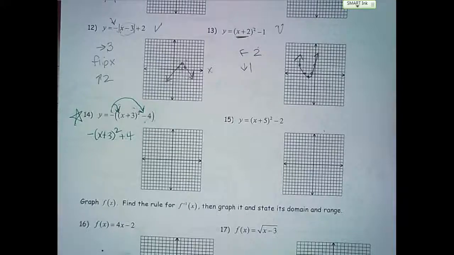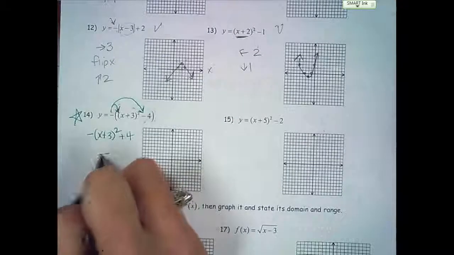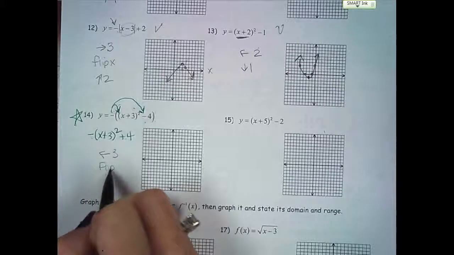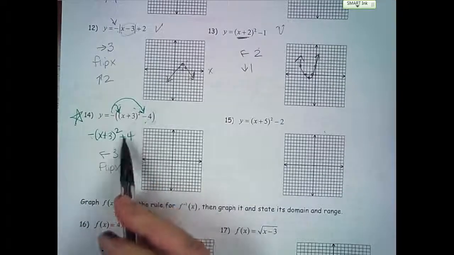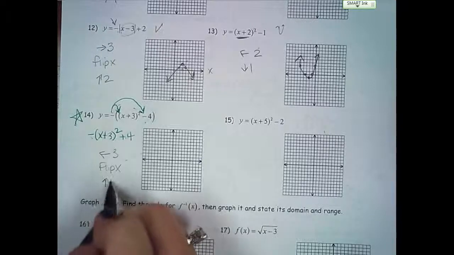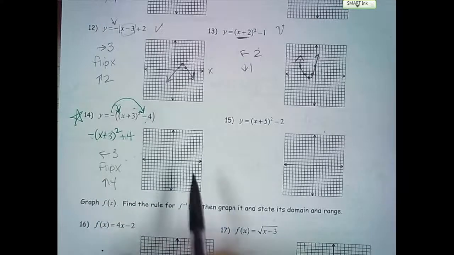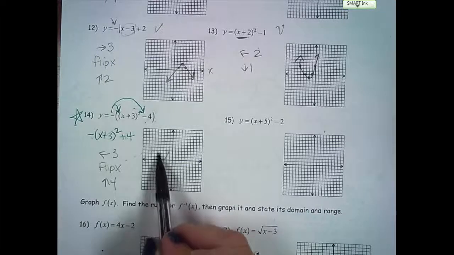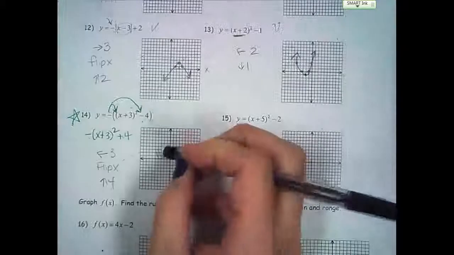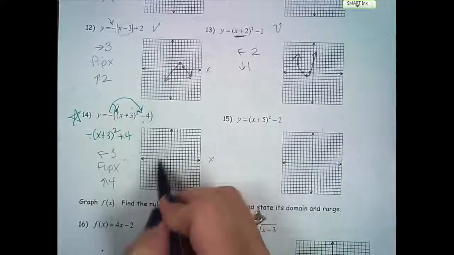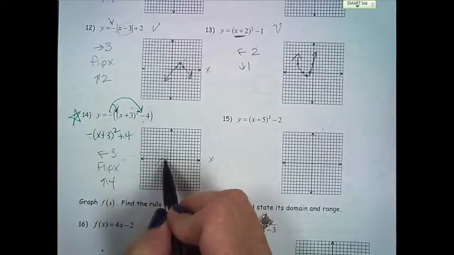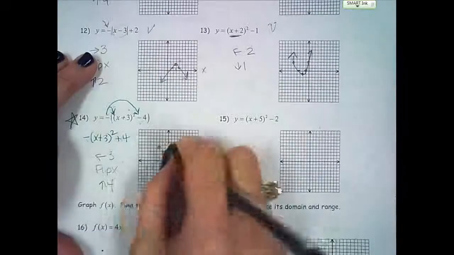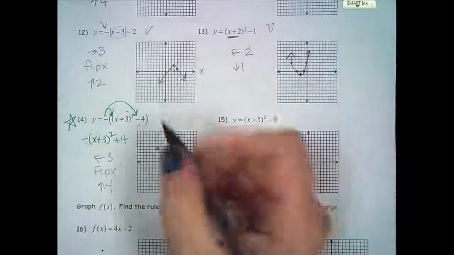Now if you follow the directions, left and right first, so left 3. Flips, so we're going to flip over the x-axis, and then we're going to go up 4. It's a parabola. So left 3, currently I would have a U. I'm going to flip over the x-axis, so now I'm going down with my U, and then up 4. I'm right there with a parabola that opens down.